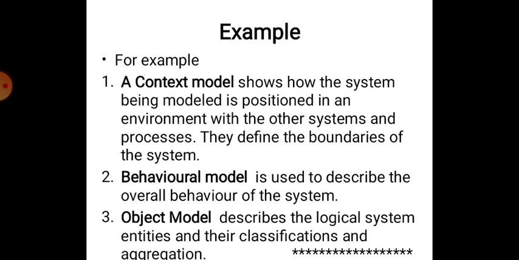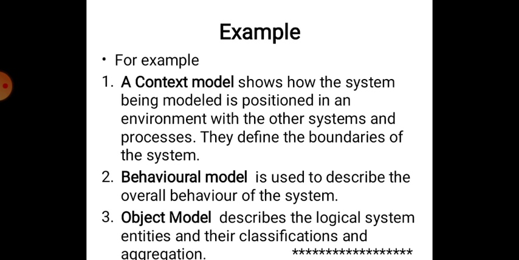For example, a context model shows how the system being modeled is positioned in an environment with the other systems and processes. They define the boundaries of the system. So students, as I told you earlier, the context model tells how the system for which you are developing a model is placed in an environment. What are its other systems and other processes, and what are its boundaries? All this is represented as a context model.